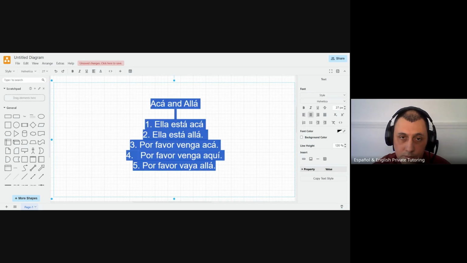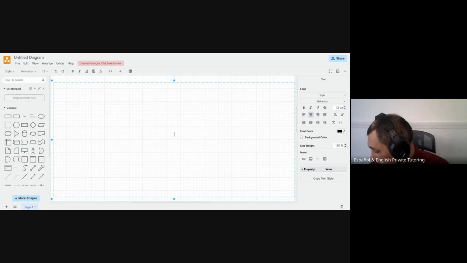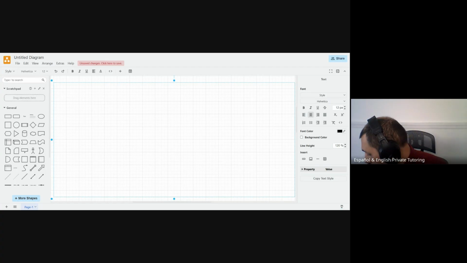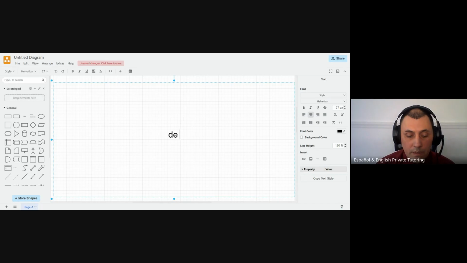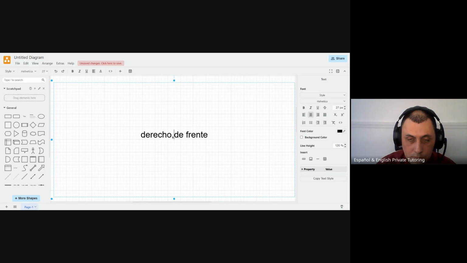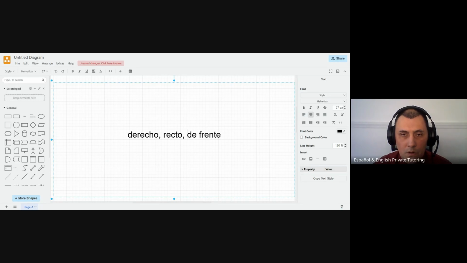Adverbs of direction. The book says derecho, recto mean straight ahead in English, which is correct. But I'm going to give you another one that is very common. De frente. De frente also means straight ahead. So we have derecho, we have recto, and we have de frente. All of these mean straight ahead.